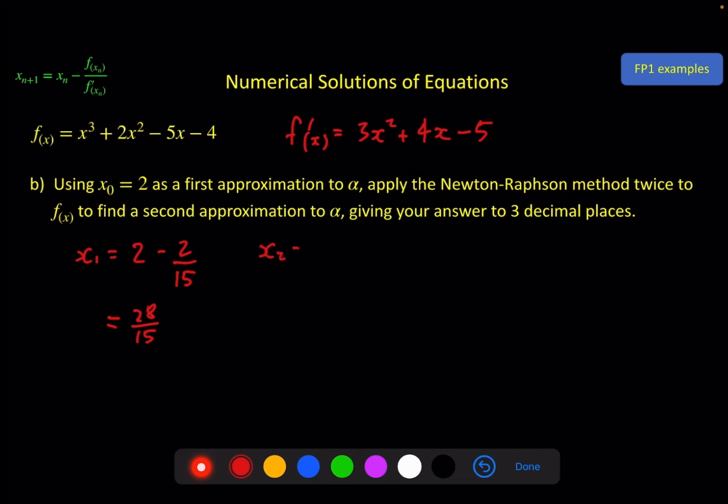So x2 is 28 over 15 minus the function evaluated at 28 over 15, which is a nice long decimal, and I'll just write 0.13... here, but I'll keep the full answer when I'm doing the calculation on my calculator. Putting 28 over 15 into the derivative of the function gives a much nicer number, 12.92. So my answer here for x2 is 1.8558, which to 3 decimal places gives me 1.856.